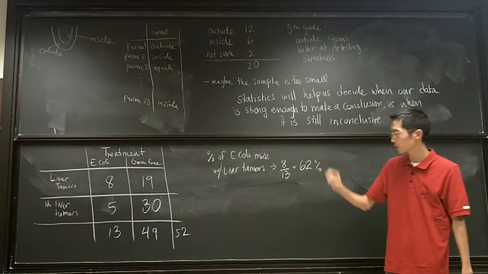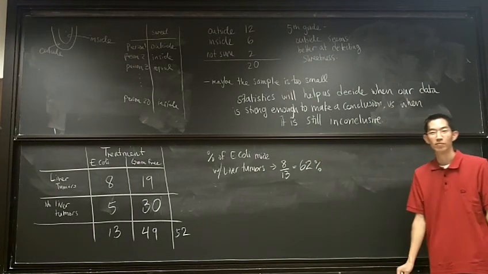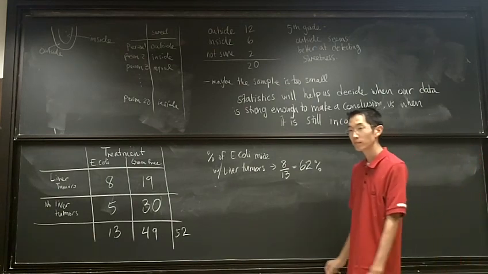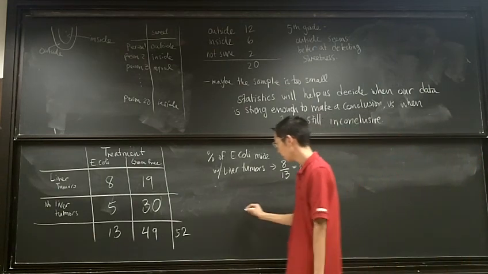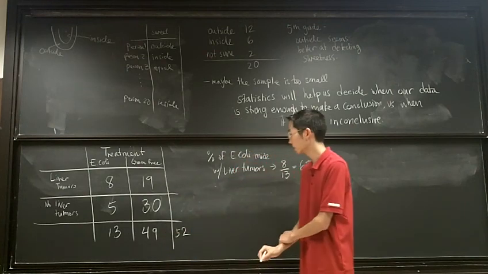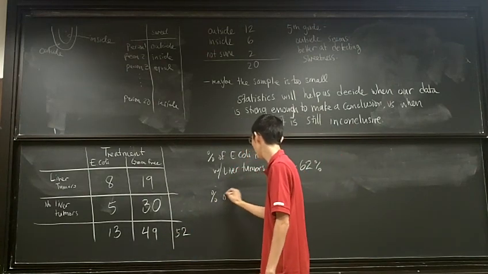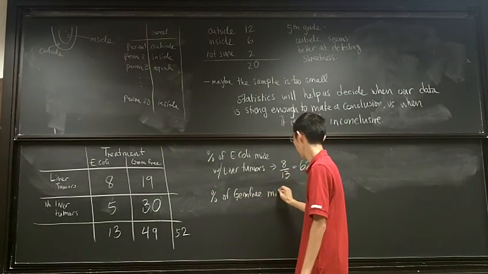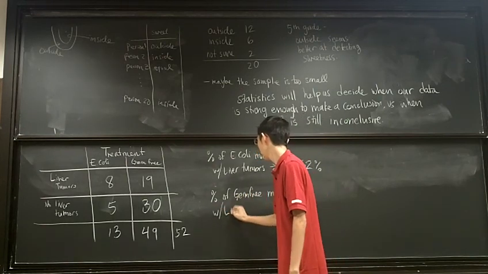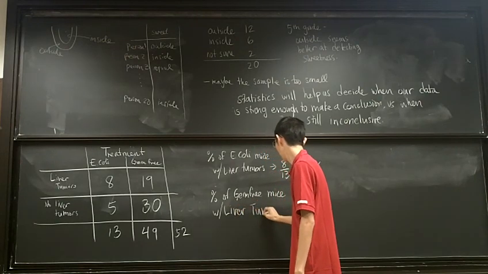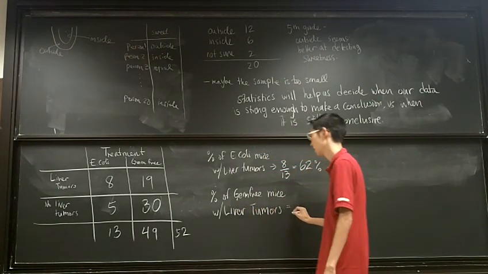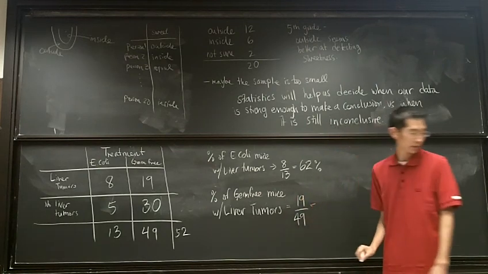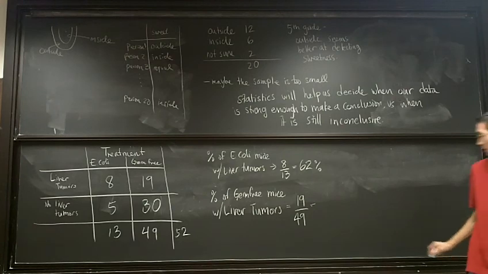And I would compare this percentage to what? The percentage between germ-free, so 19 over 49. Oh, yeah. 19 over 49. Okay, so percentage of the germ-free mice with liver tumors, which would be 19 over 49, and that equals 39%.